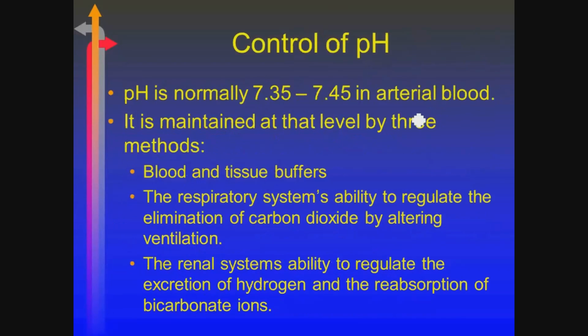The normal value for pH is 7.35 to 7.45. Another value that you'll need to memorize, because we're going to use this quite extensively. It's a very small range of pH, and the body does a fabulous job of keeping it normally within that range. 3 ways it does it. There are some buffers within the blood and within certain tissues that neutralize the number of hydrogen ions. This is almost instantaneous.